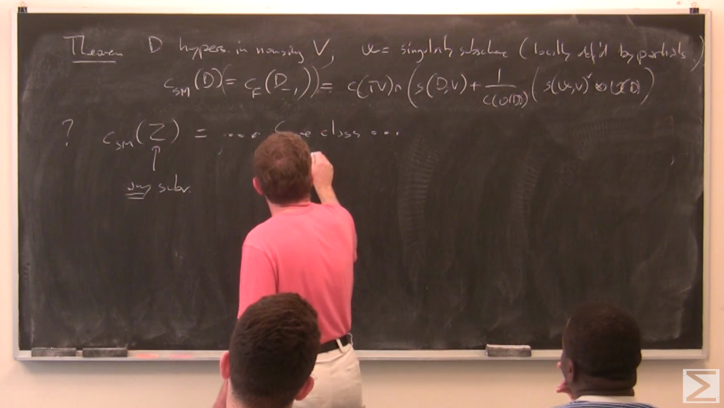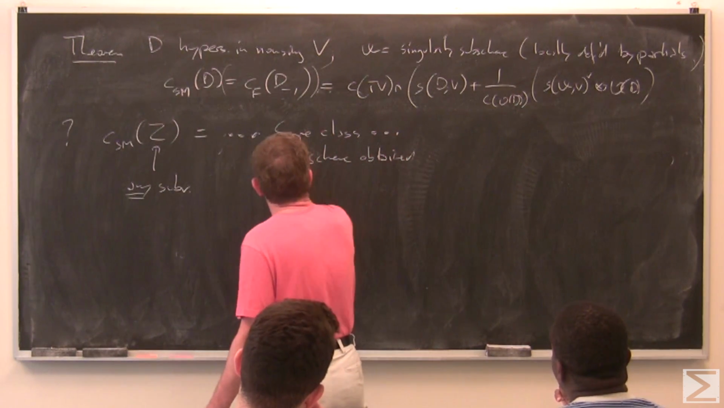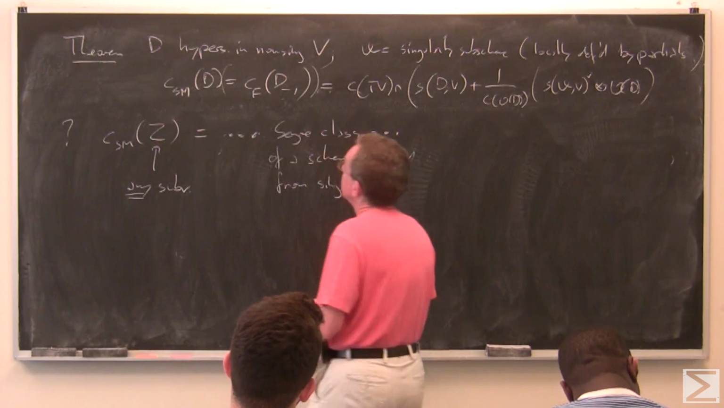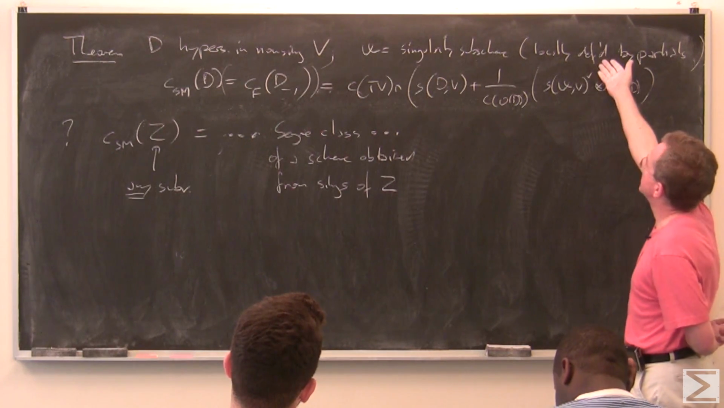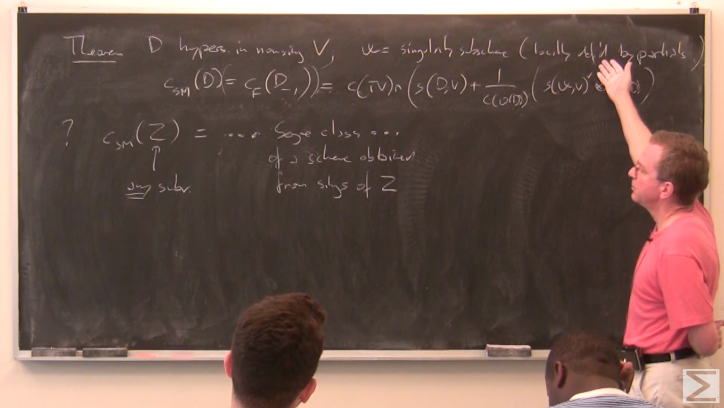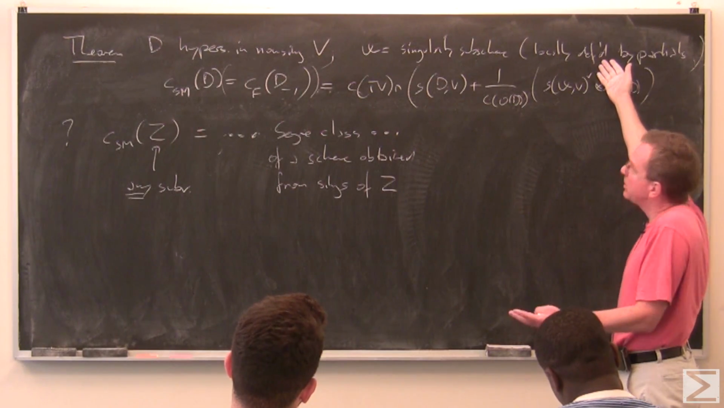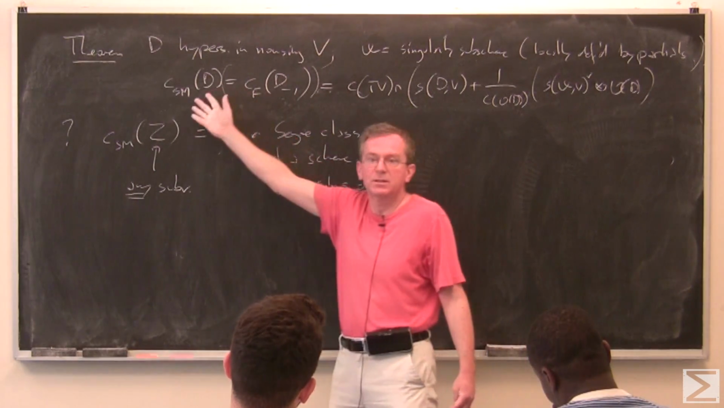Of a scheme obtained from the singularities of Z. Right here, the scheme that keeps track of the singularities of D is clearly this. It's the scheme defined by the partials. If you give me an arbitrary subvariety, is there a scheme that will know as much as this, so that a formula like this will give me the Chern-Schwartz-MacPherson class?